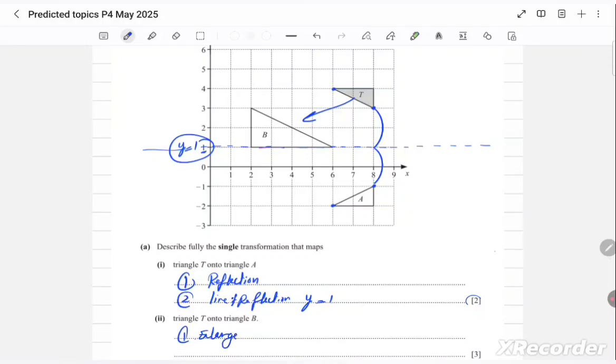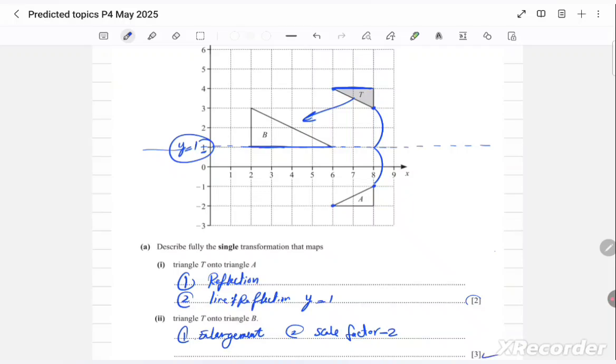So enlargement, this is number 1. Number 2, you should mention the scale factor. Look here, we have 2 squares. 2 squares became 4. So the scale factor is 2, because 2 became 4, like we multiply by 2. But look here, the shape is reversed. Okay, since the shape is reversed, it's negative 2. Take care about this. Negative 2.